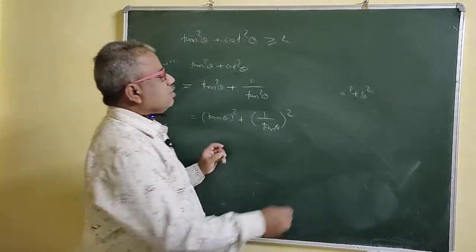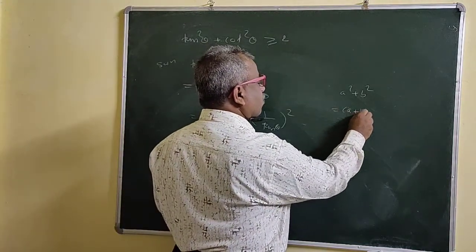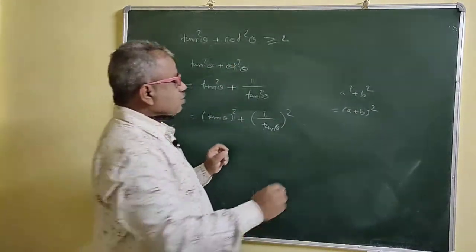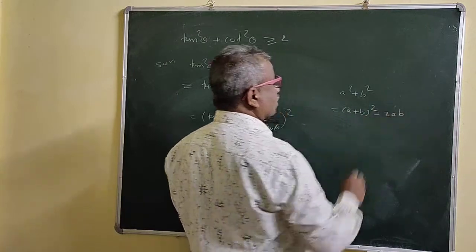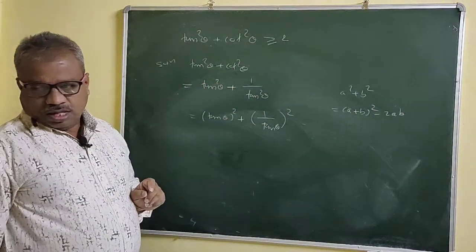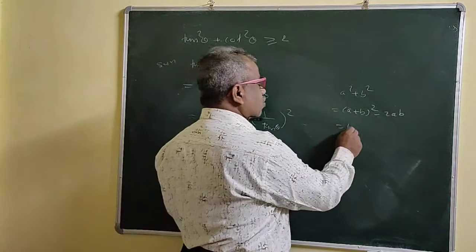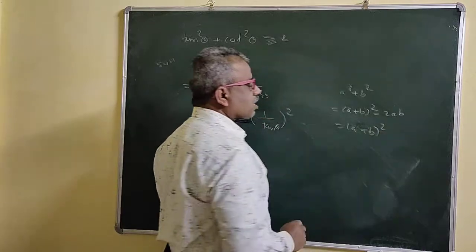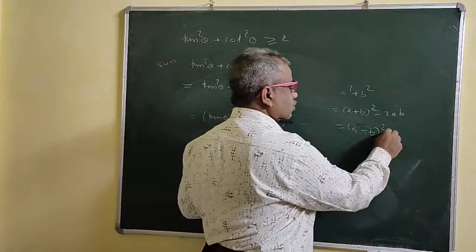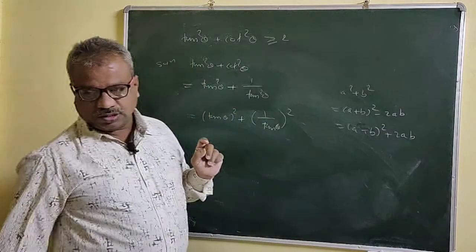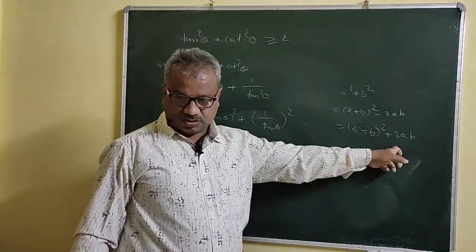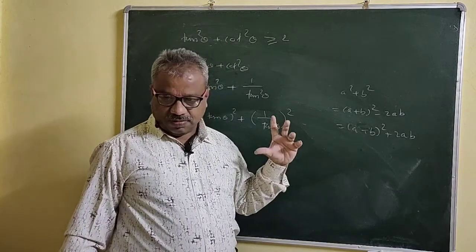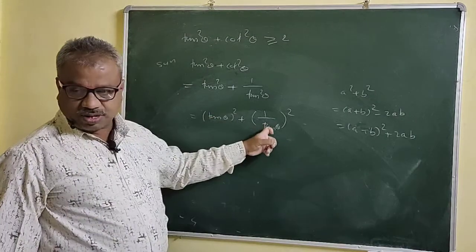So what we will do now: this is nothing but a plus b whole square minus twice ab. Instead of this, we can also write a minus b whole square plus twice ab. Here we want to prove this is greater than or equal to something plus 2, therefore we will use this identity: a minus b whole square plus twice ab. So we will write this as a square, this as b square.